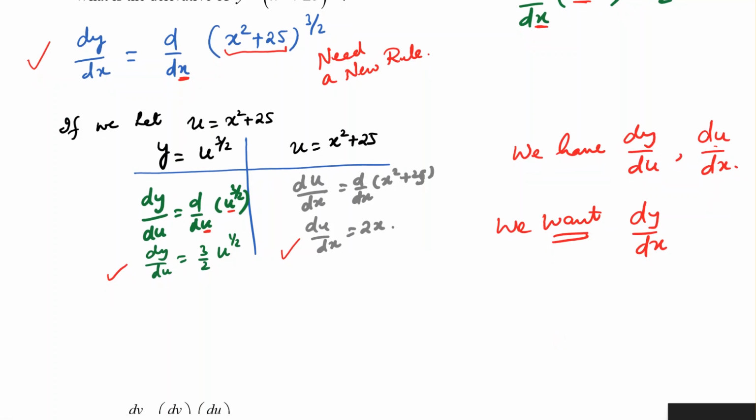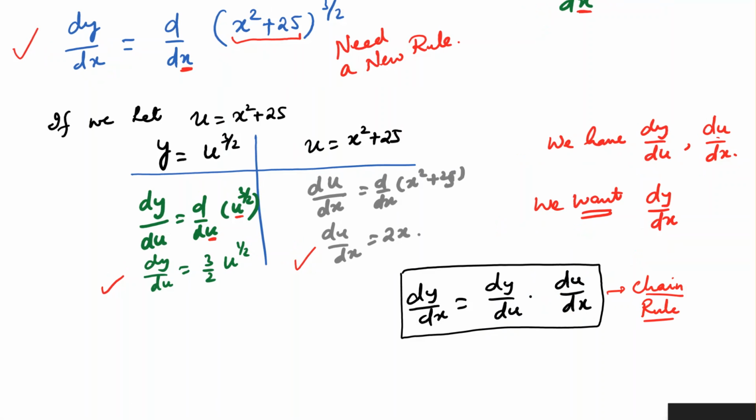Thus, the chain rule is: dy over dx can be obtained by multiplying dy over du times du over dx. You can see that here the du cancels, so it gives our dy over dx. So that is our chain rule.